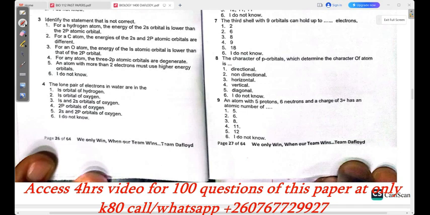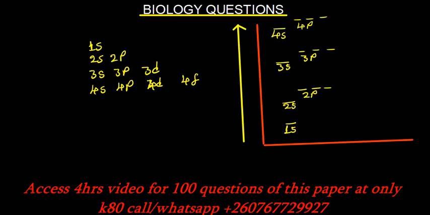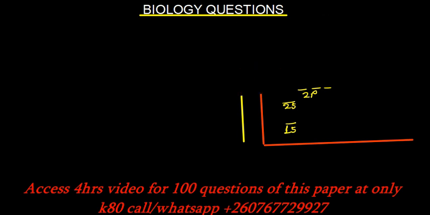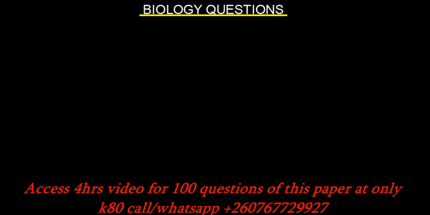Question 4. The lone pair of electrons in water are in the... So what is a lone pair of electrons? Yeah, a lone pair of electrons. This is a lone pair. This is a pair of electrons. I want you to understand, so I'll use the oxygen.